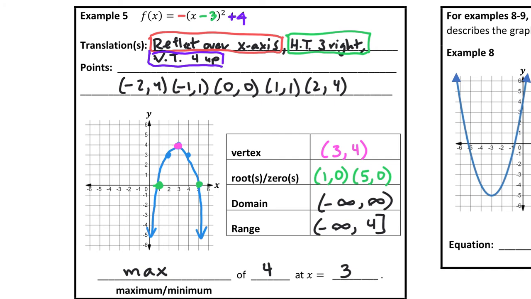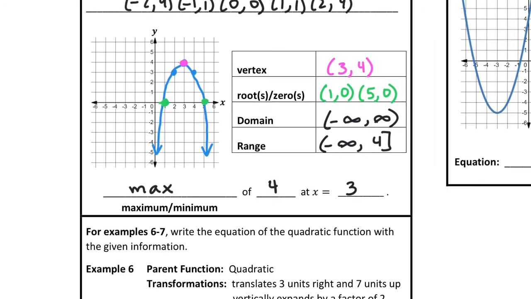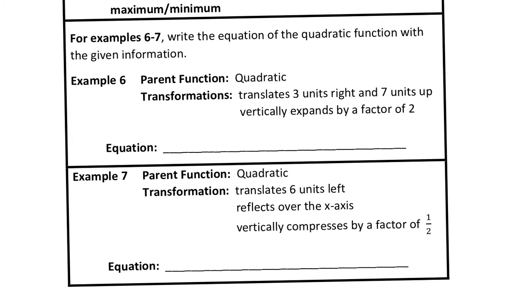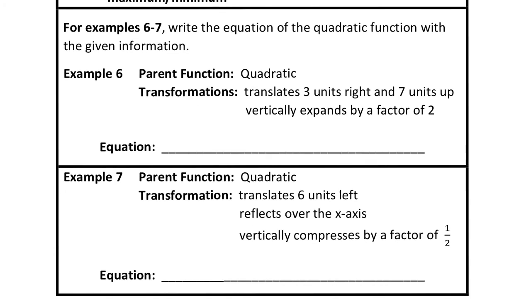All right, and then we have examples 6 and 7, not x equals. But examples 6 and 7, quadratic. So the fact that it says quadratic just means that we're going to be using x squared.